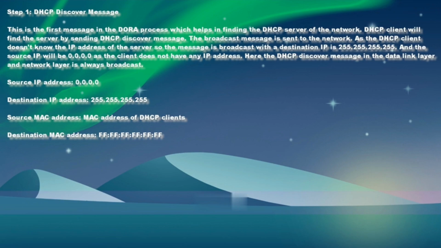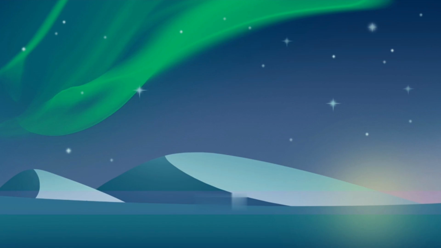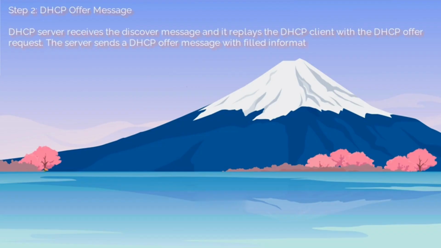As the DHCP client doesn't know the IP address of the server, the message is broadcast with the destination IP address 255.255.255.255 and the source IP 0.0.0.0, as the client doesn't have any IP address. Here the DHCP discover message in the data link layer and network layer is always broadcast. Source IP address, destination IP address, source MAC address of DHCP clients, destination MAC address which is default.